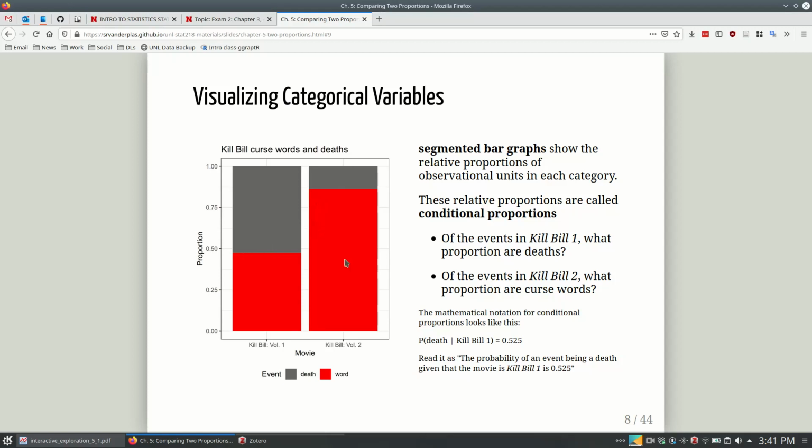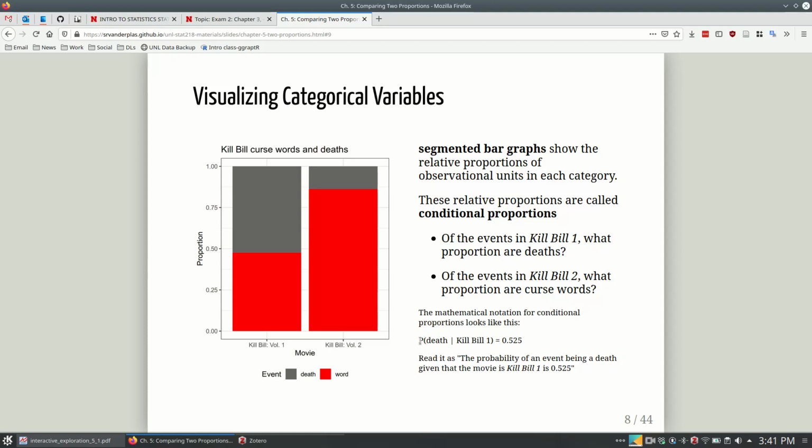The concept underlying that, though, is a little bit trickier. It's called conditional probability, or conditional proportions. And the way to think about it is, given that I'm looking at only Kill Bill Volume 1, what is the proportion of deaths to total events? Given that I am looking at Kill Bill Volume 2, what is the proportion? So you're restricting the stuff that you're looking at, and then calculating a proportion.